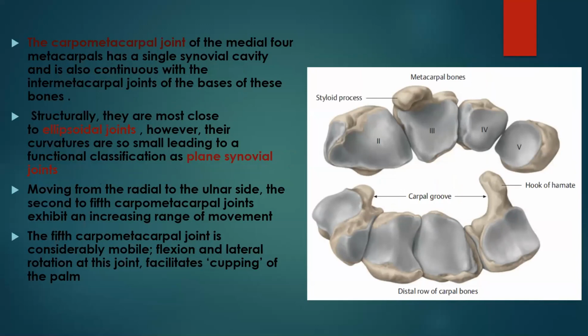Structurally, they are closest to ellipsoidal joints. However, their curvature is small, leading to a functional classification as plane synovial joints. Moving from the radial to the ulnar side, the 2nd to 5th carpometacarpal joints exhibit an increasing range of movement. The 5th carpometacarpal joint is considerably mobile. Flexion and lateral rotation of this joint facilitate cupping of the palm.